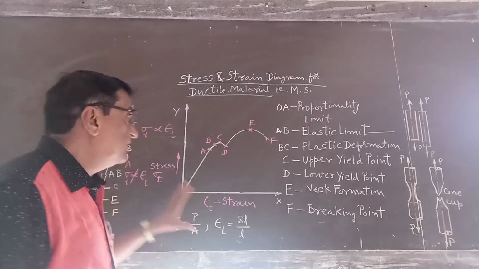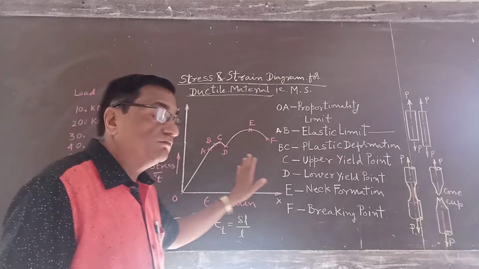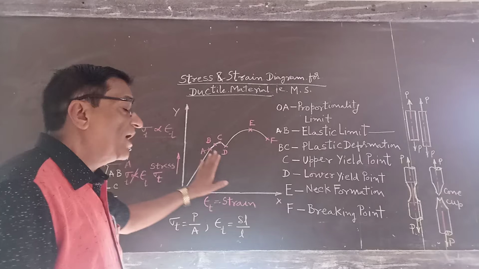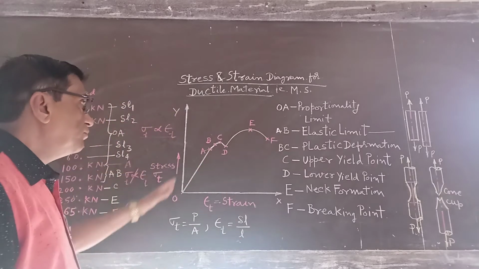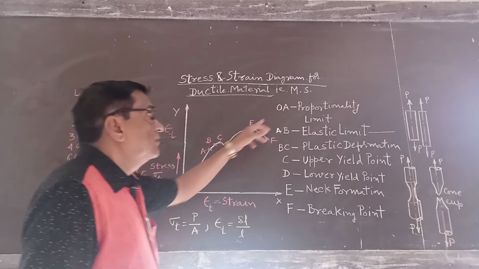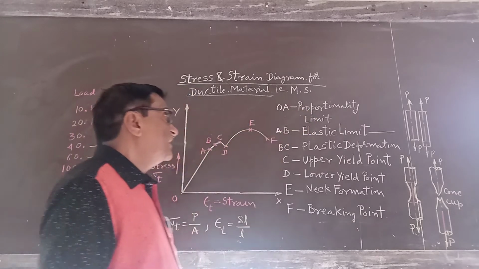So here I have drawn a stress strain diagram for ductile material. For example, it is a stress strain diagram for steel. Different points are there. O to A is the proportionality limit. A is the proportionality limit.